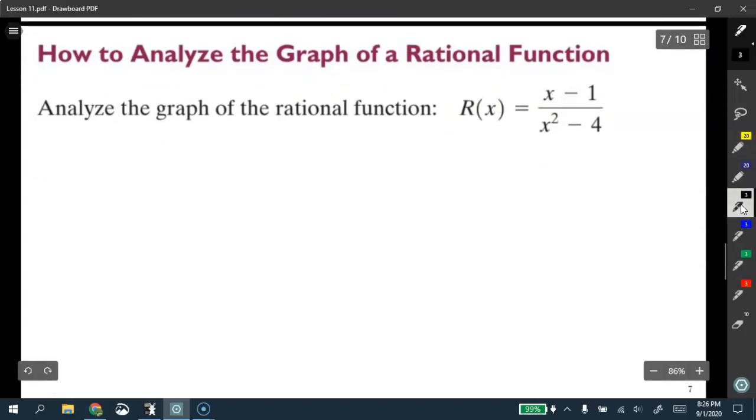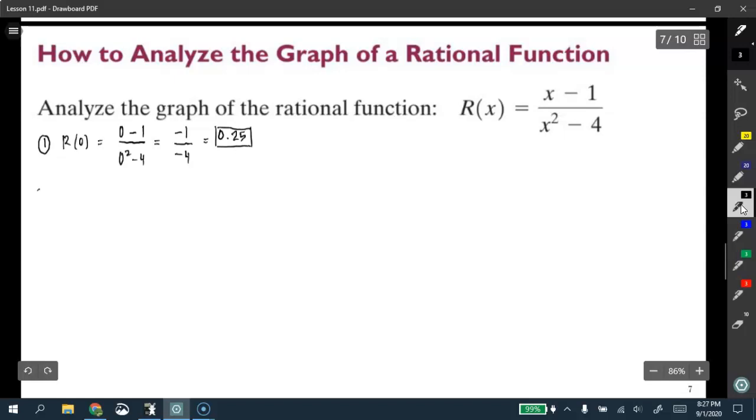So step number 1. We need to go ahead and find the y-intercept. Now, in finding the y-intercept, obviously what that means is we need to begin by plugging 0 into the function. I said that very awkwardly. I don't want to confuse you, right? So this becomes 0 minus 1 divided by 0 squared minus 4. And when you do that, this becomes negative 1 divided by negative 4, which becomes 1 over 4, which is essentially 0.25. So this is my y-intercept.